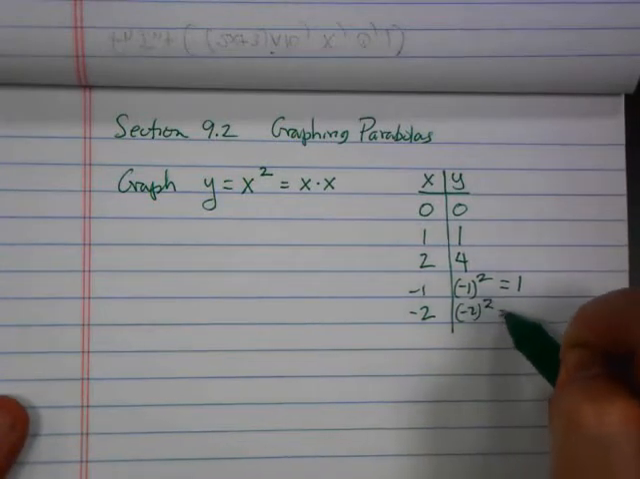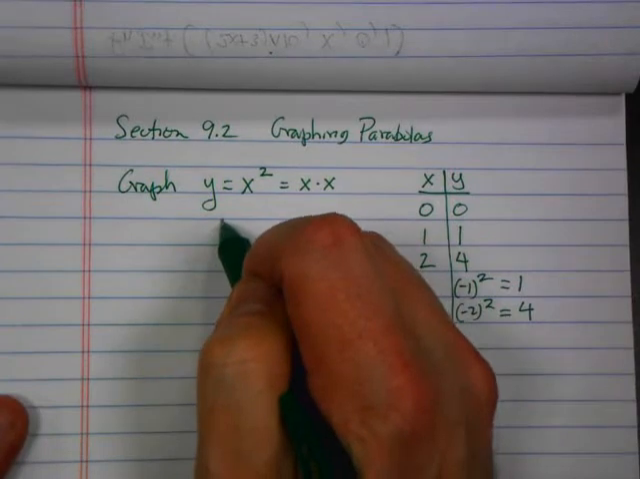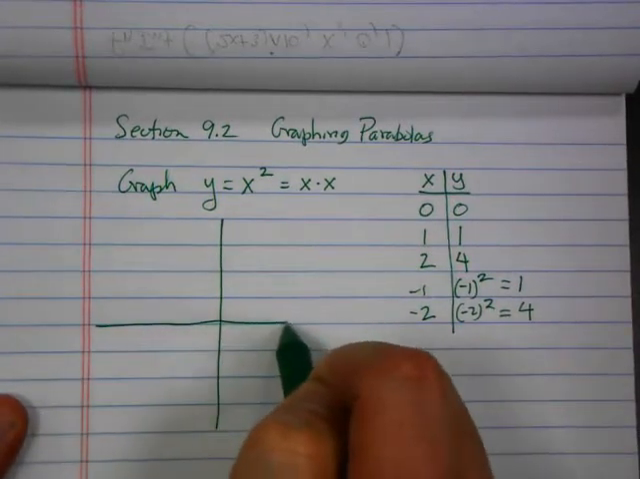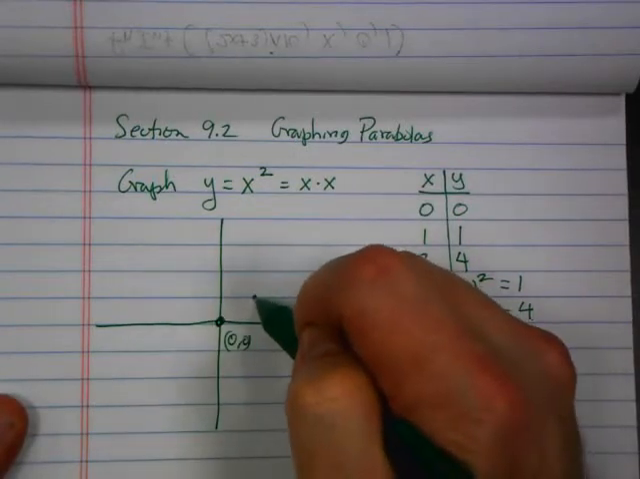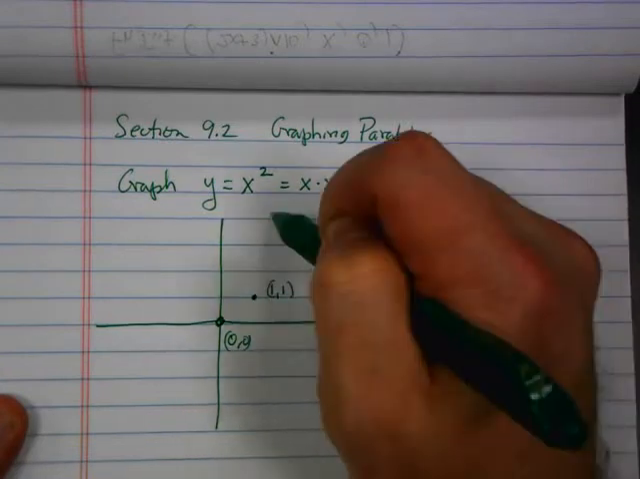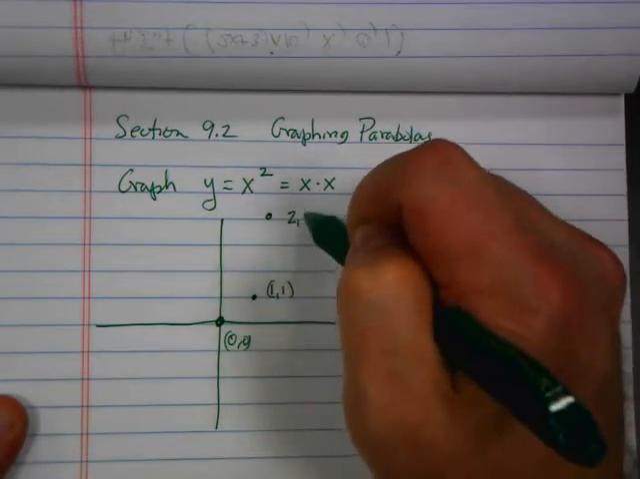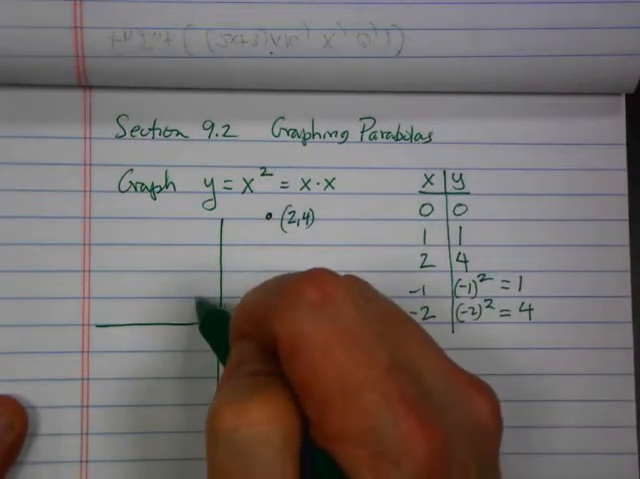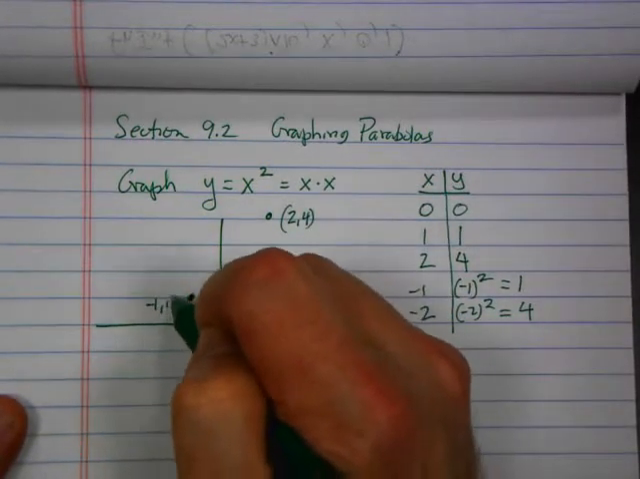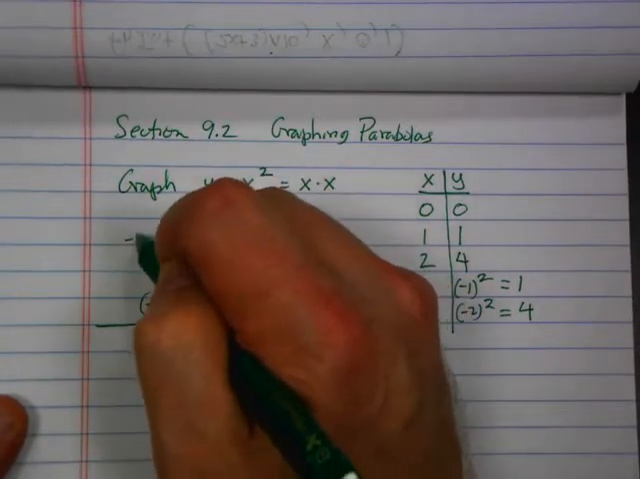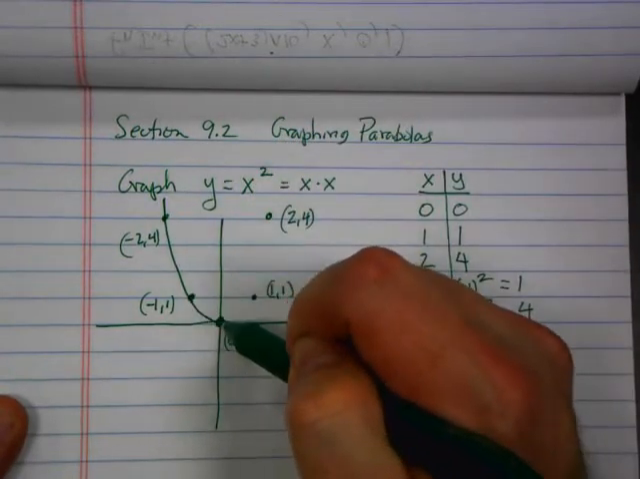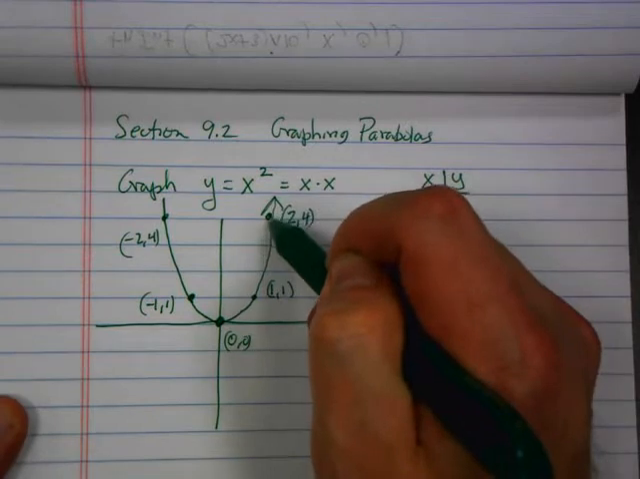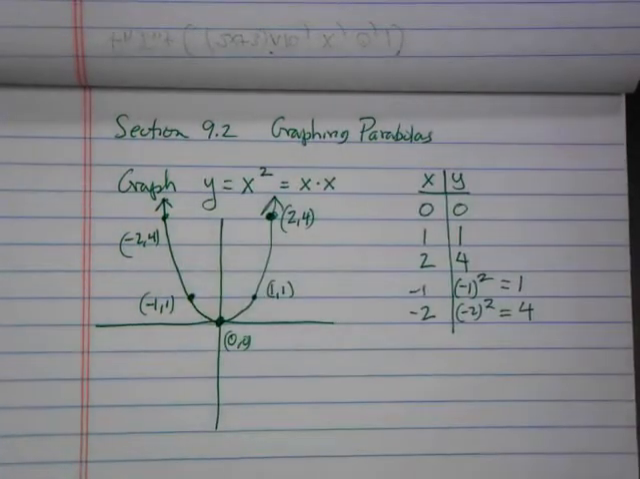-2 squared is 4. All right, so drawing a picture, I have 0, 0. That's right there at the origin. 1, 1. 2, 4. -1, 1. And -2, 4. I connect my dots with a nice smooth curve, not a line. And I think it looks like that. And that shape is called a parabola.